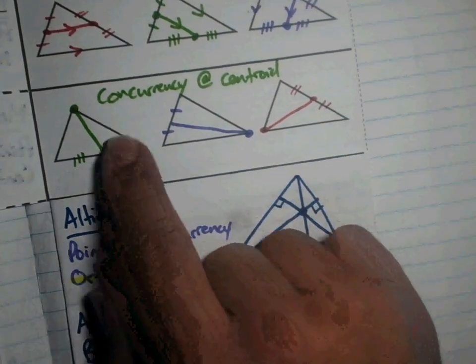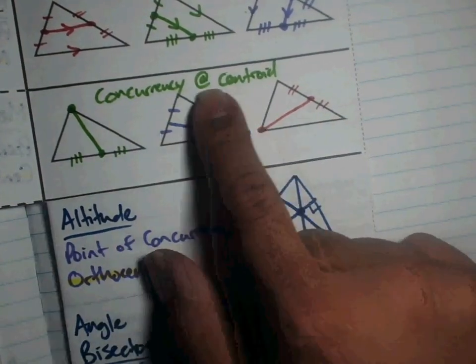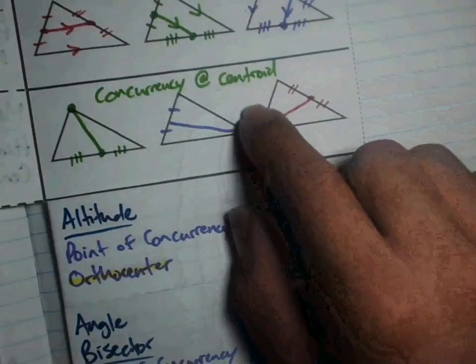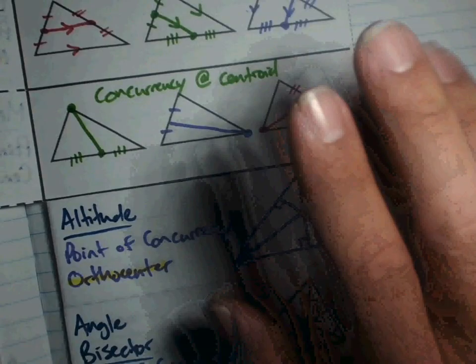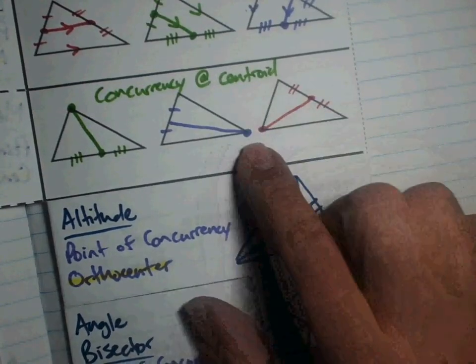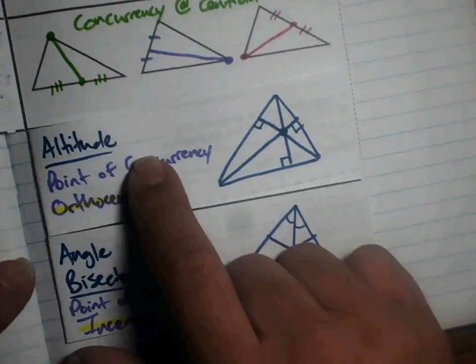Last time, we talked about the concurrency of medians at a centroid. There's a special property that comes into play when we talk about this, but we'll get there. Just know that a median splits this apart. All right, altitude. Here's what this looks like.